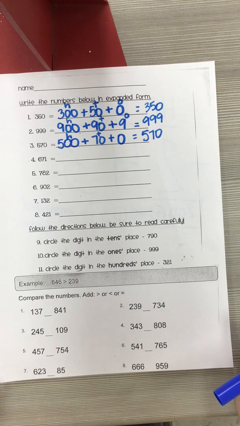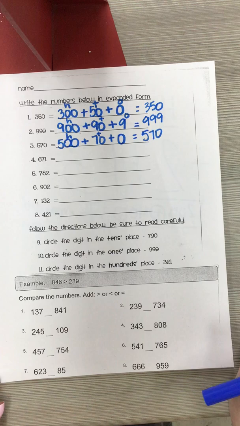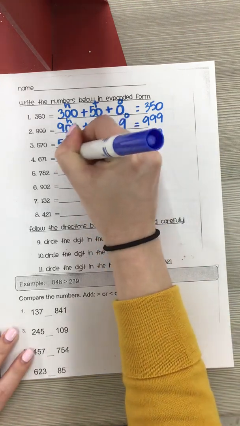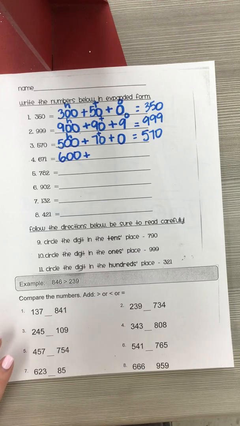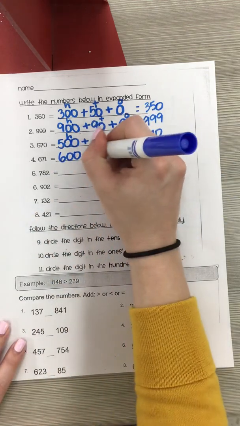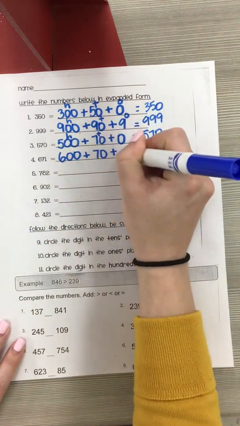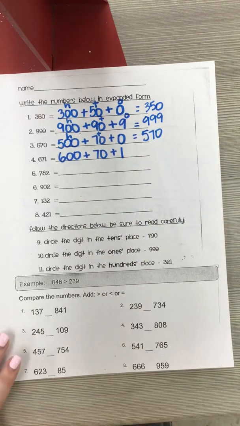671. How many do we have in the hundreds place? 600. Then we put our plus. How many in the tens? 70. How many in the ones? 1. Boom. That's all you do.